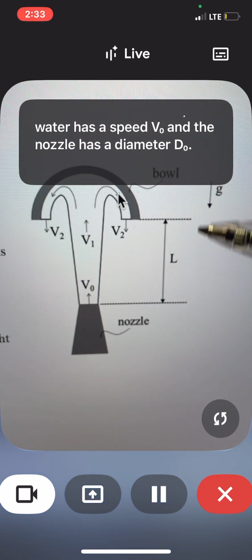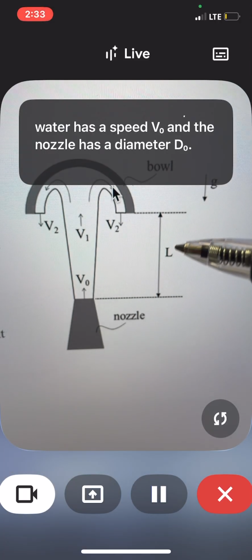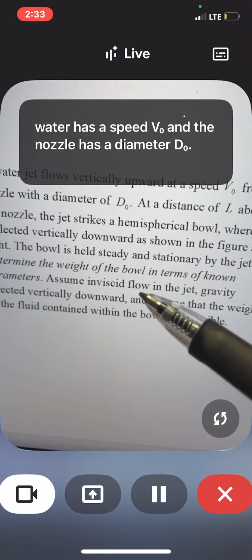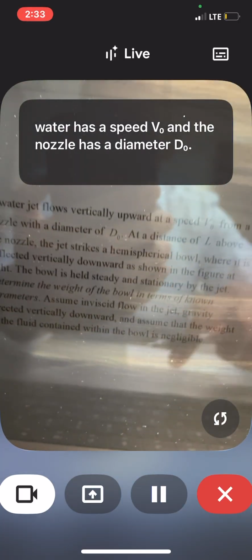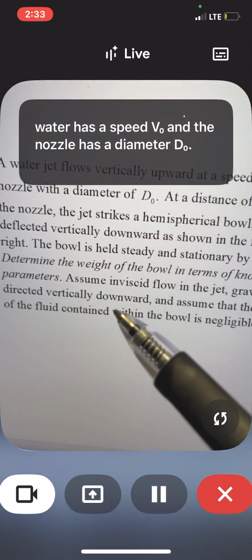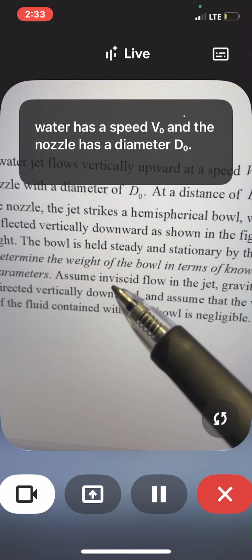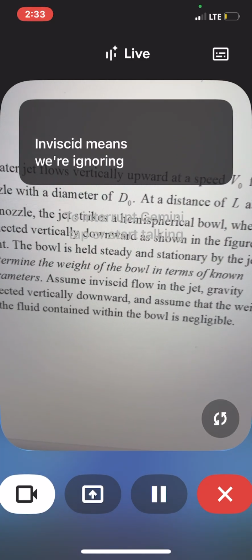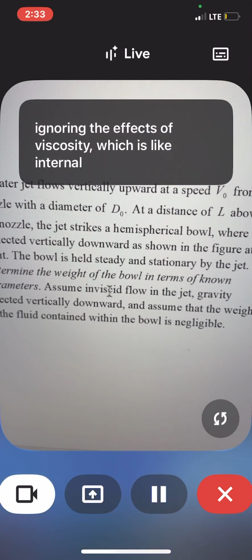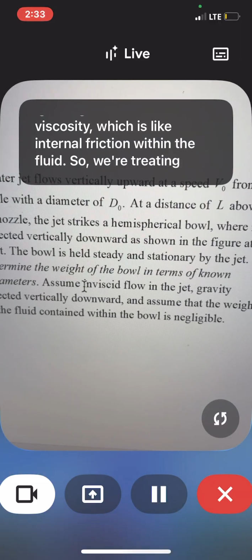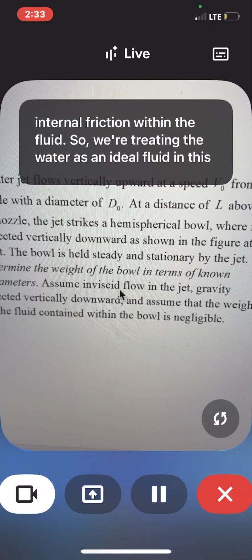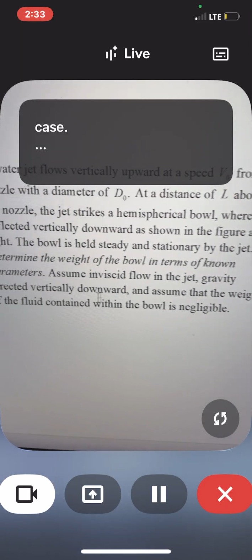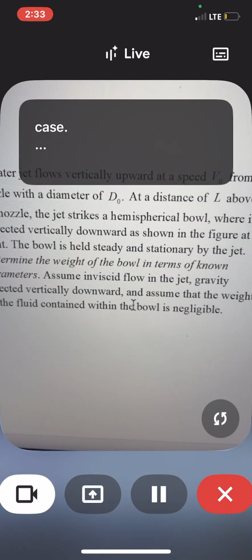So it'd be a cylinder. We have L here, so we'd assume. Okay, so it says assume inviscid flow in the jet. What does inviscid mean? Inviscid means we're ignoring the effects of viscosity, which is like internal friction within the fluid. Oh, so we're treating the water as an ideal fluid in this case. That's right. Okay, so then gravity directly downward, the weight of the fluid contained within the bowl is negligible.